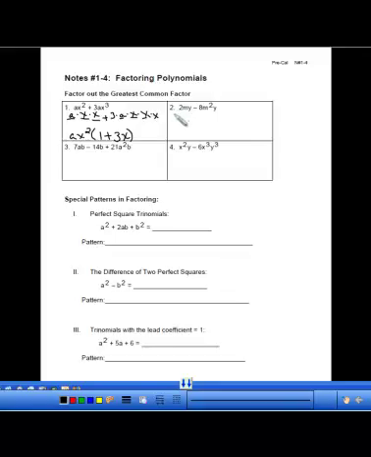We'll do that again with number 2. This first term is 2 times m times y. And the second term is 8 times m squared times y. So we have a 2 here, but 8 is 2 times 2 times 2. So we have one 2 in common. We have 1 m in common, and we have a y in common. So our greatest common factor is 2my.